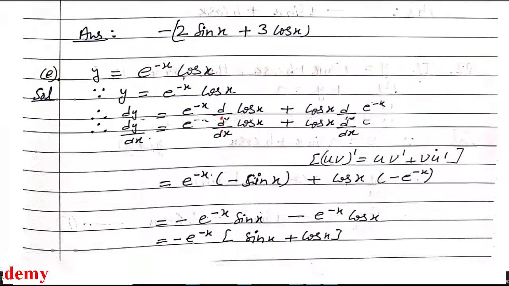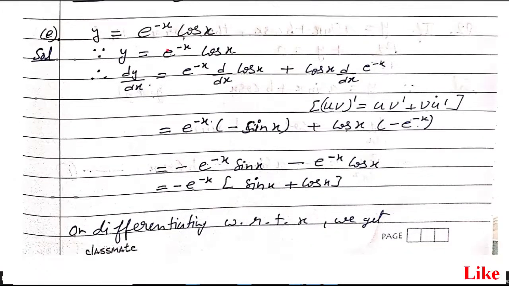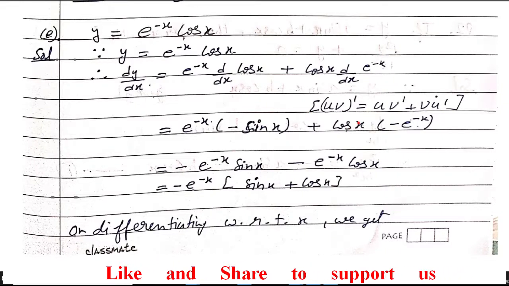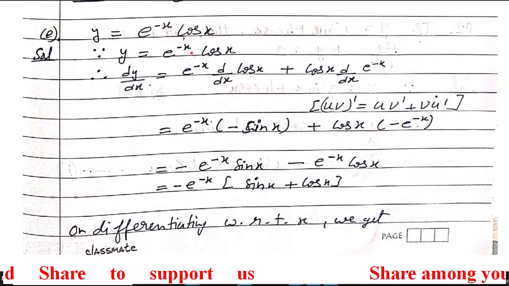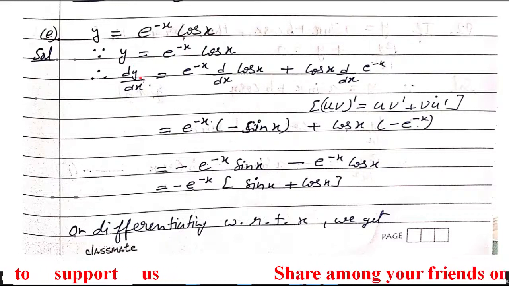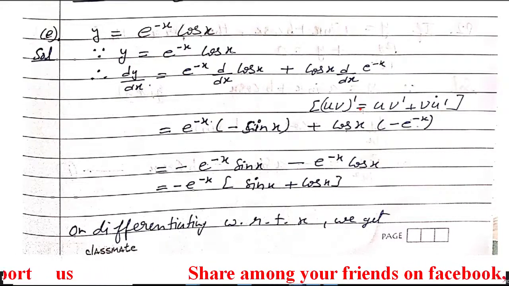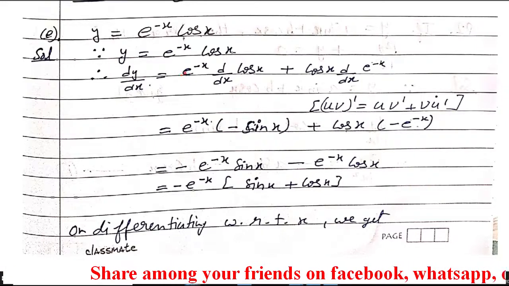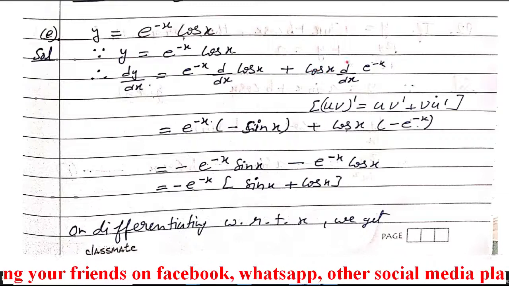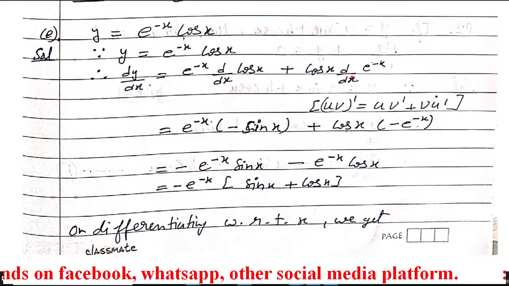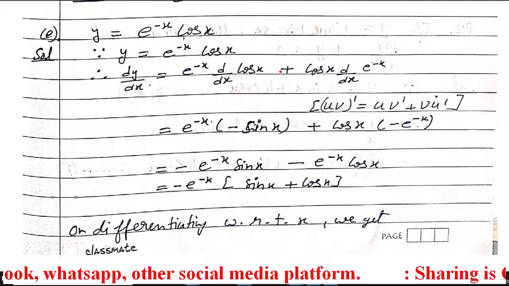Now we'll move to the E part. In E part again, y is the product of two functions. Among them, the first function is e to the power minus x and the second function is cos x. So we'll use this formula. I kept the first to differentiate it with respect to x. Here we obtain dy over dx, and here we use this formula. So first I kept e to the power minus x as it is and cos x differentiation, then cos x as it is and e to the power minus x differentiation. In between, because of the formula, plus sign will come.